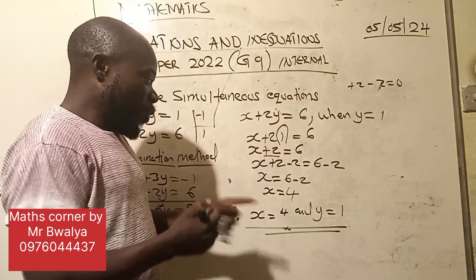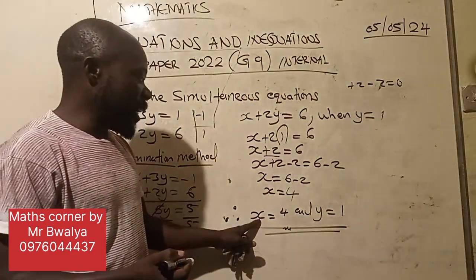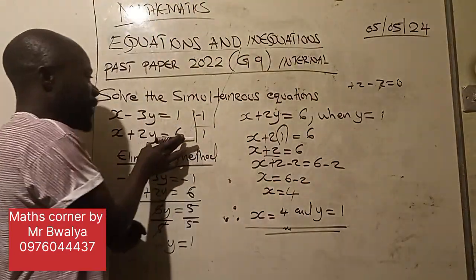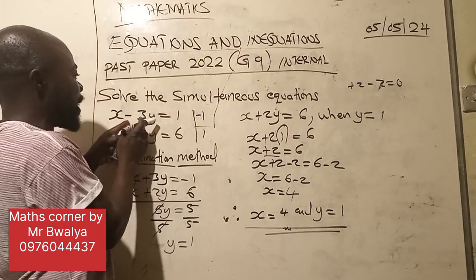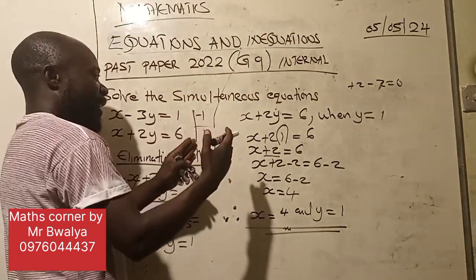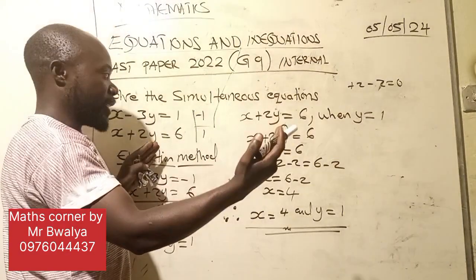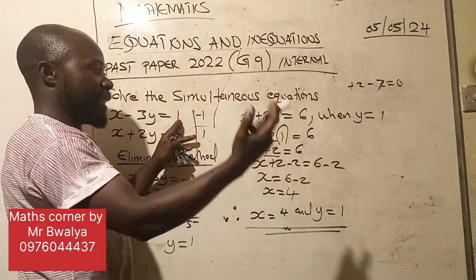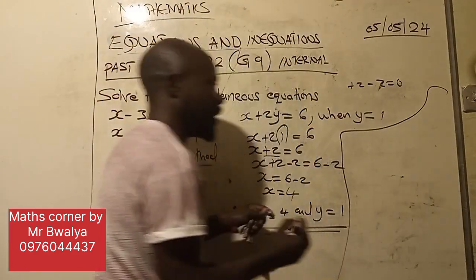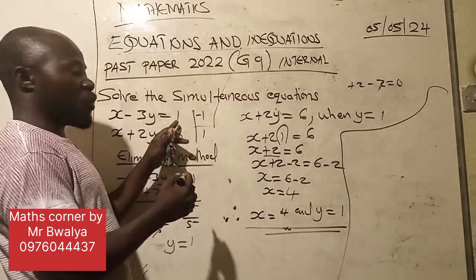Now, for you to know truly that these values that you found for x and y are true reflections of what you've been given here, remember when they say x minus 3y is equal to 1, whatever is on the left side should be equal to the thing on the right side. So let us try to prove, to see truly if we can prove that this one is equal to this one.